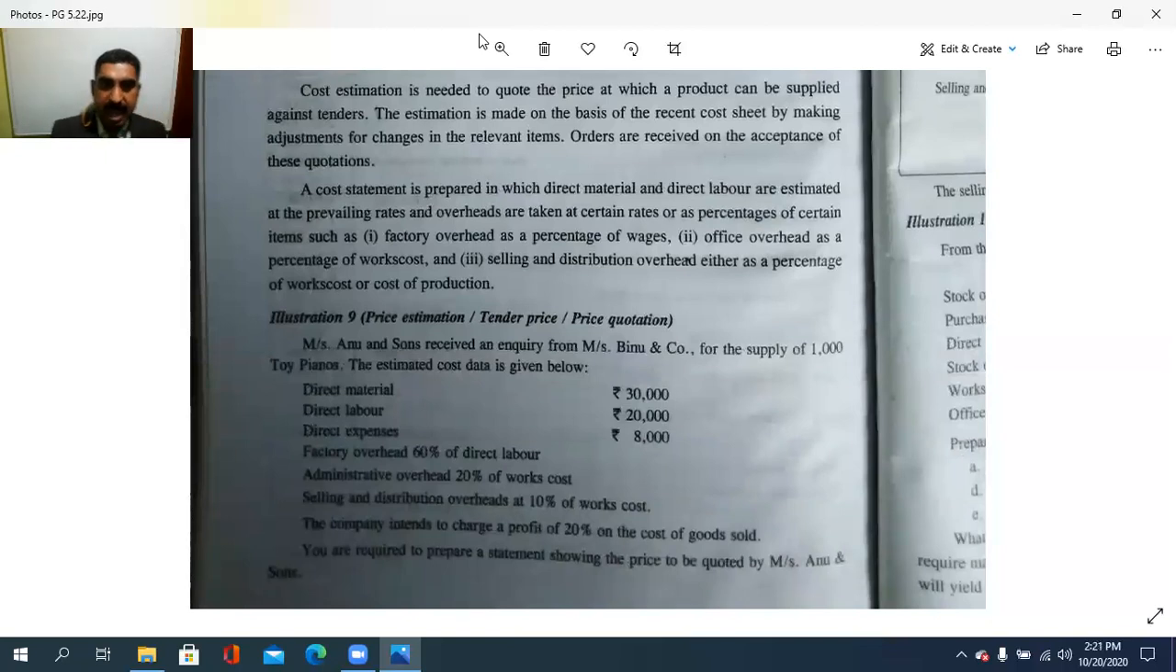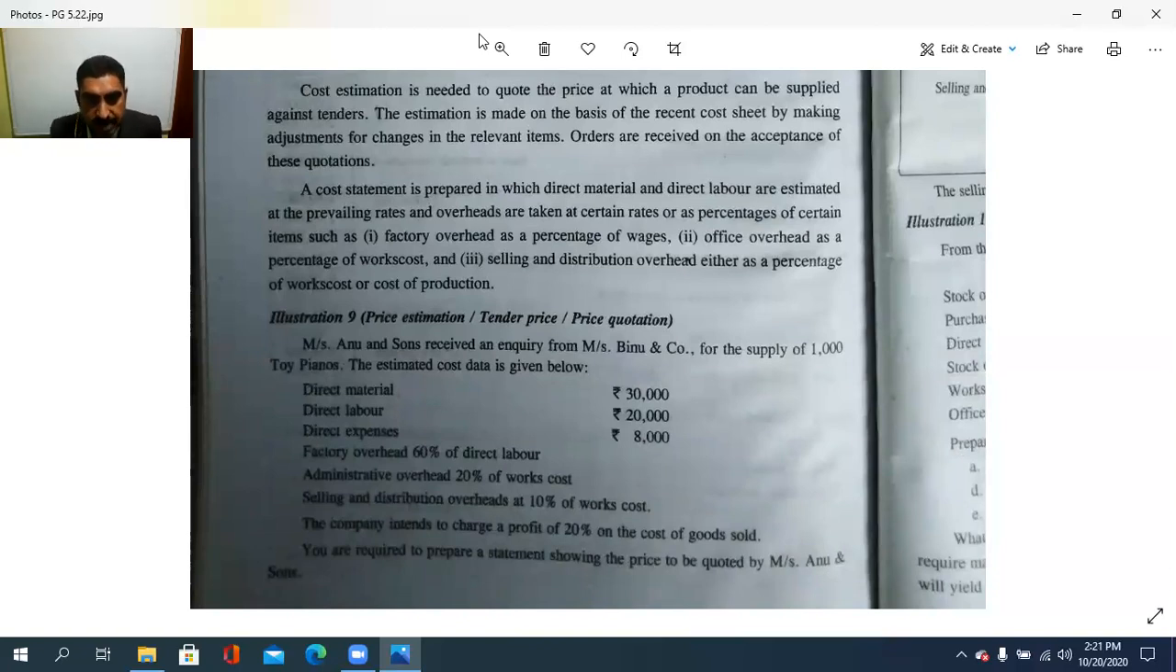See, Messrs. Anu and Sons received an inquiry from Messrs. Binu and Company for the supply of 1,000 toy pianos, not pinoi, pianos. The estimated cost data is given as direct material, direct labor, direct expenses. Factory overheads is 60% of the direct labor.